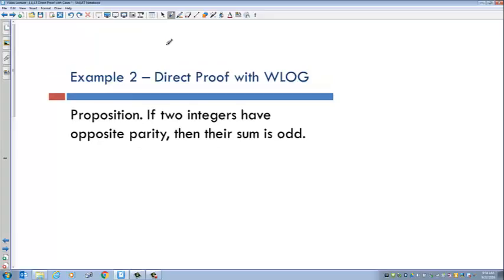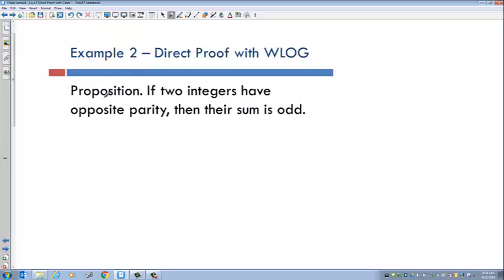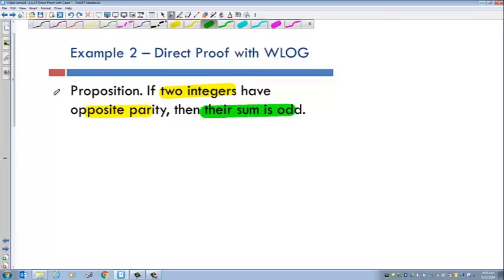So here's the example we're going to do. So the proposition is if 2 integers have opposite parity, so that means like one is odd and one is even, then their sum is odd. So this is our P right here, and then this is our Q, of course. And we want to prove this. All right, so here's our P and here's our Q.